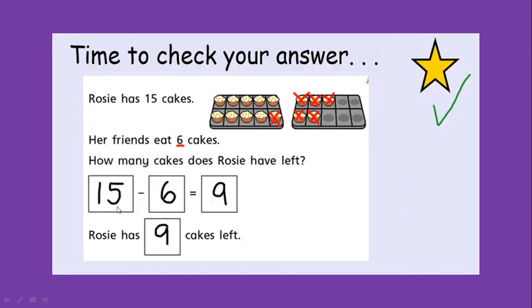So she started with 15 cakes. Her friends came and took away 6. They came and ate 6, so they were taking 6 away. That left Rosie with 9. I can see that it's 9 because I've taken away 6. Look, there's 3 taken away and there's 3 taken away. 3 add 3 is 6. And you can see that I've got 9 cakes left on my tens frame. So 15 take away 6 equals 9. Rosie has 9 cakes left. Well done if you got that answer correct.